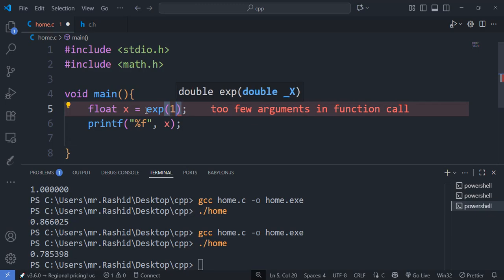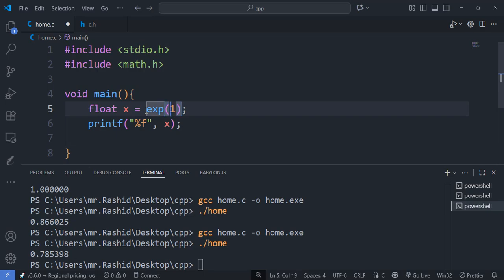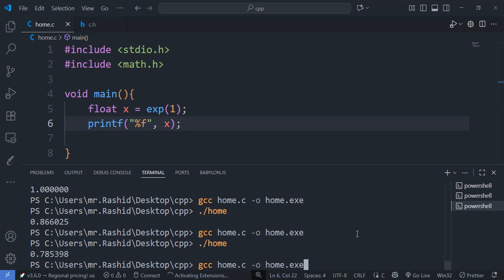For example, this exp is going to return e raised to the power 1. You can find it on your scientific calculators. I think e to the power 1 is 2.7 something. So if we save, compile, and run, as you can see we get 2.718282, because e to the power 1 equals that.